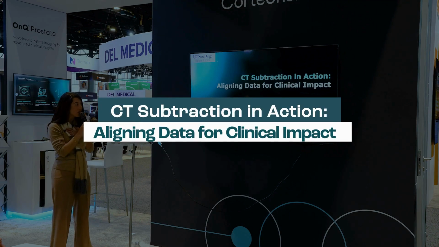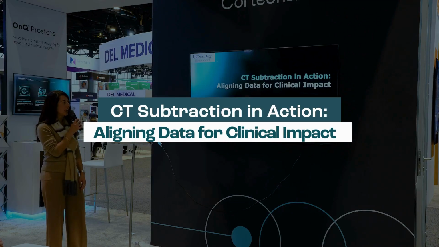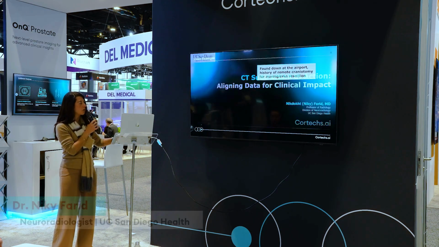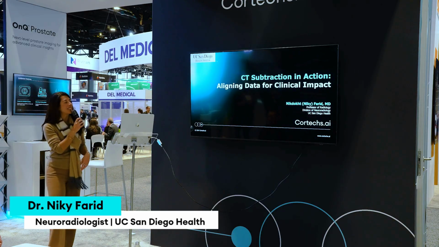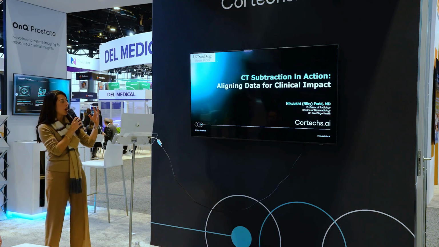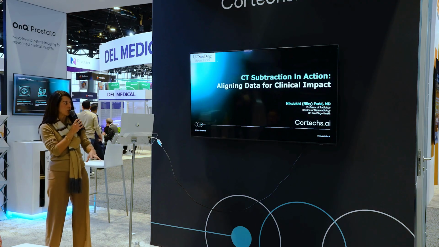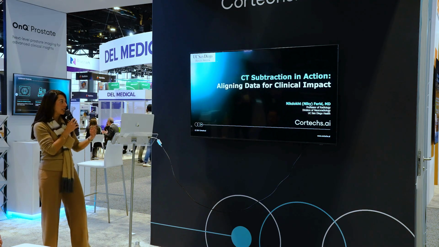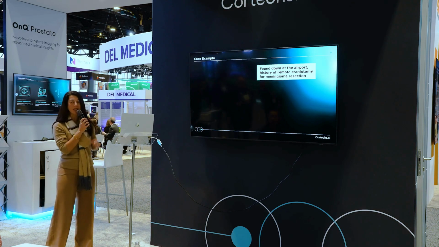One of my favorite Cortex applications is the CT, NeuroQuant CT. Before we jump into the cases, as you have probably heard, this is an application that automatically aligns the CT images, registers them over time, and can create subtraction images. So let's look at a couple of examples.